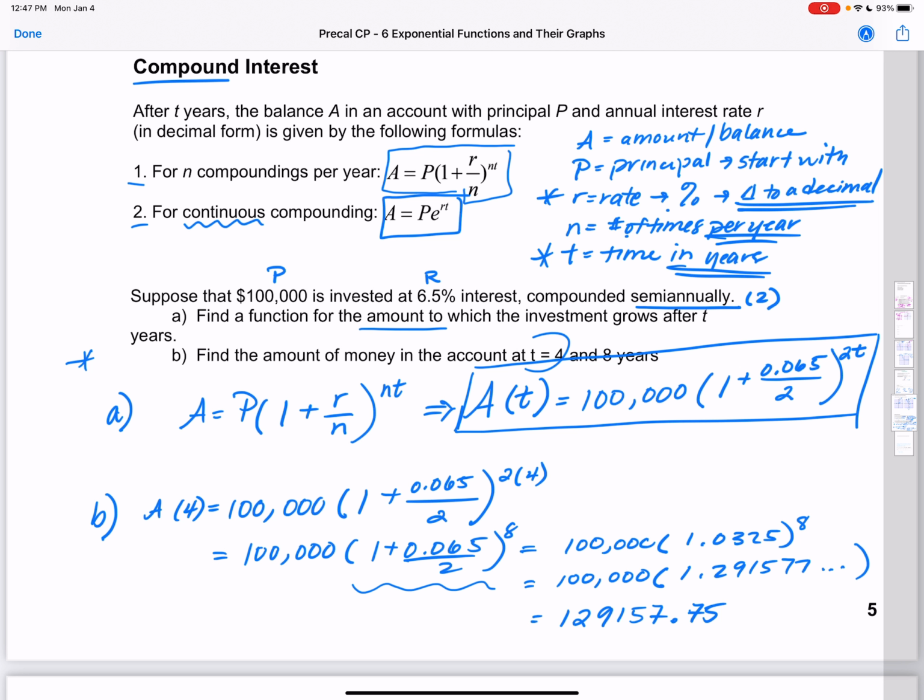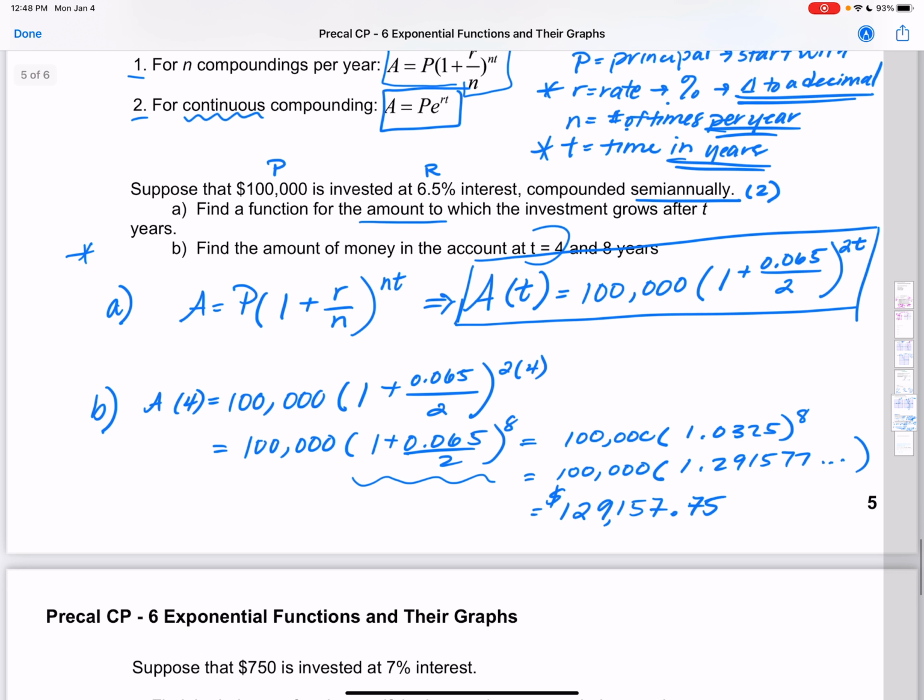129,157.75. And since it's money, we want to round to the nearest hundredths place, the second decimal, and make sure it makes sense in terms of money. So this is how much money I will have. If I start with $100,000, how much money will I have in 4 years? The amount in 4 years is this much. Wow, so I've made like $29,000, almost $30,000. Well, not quite, but 29.